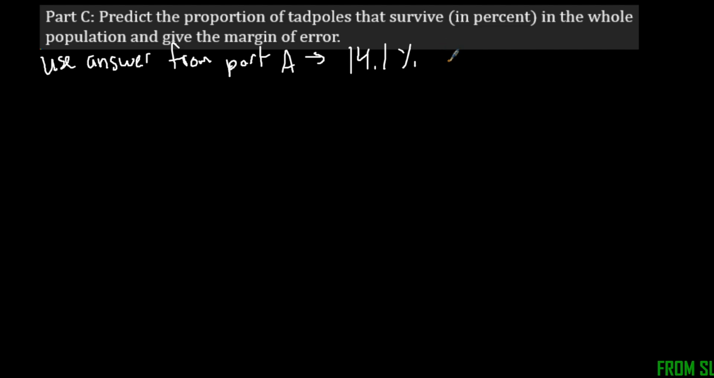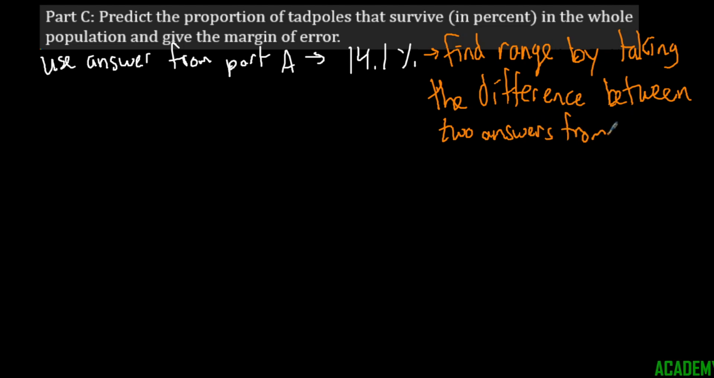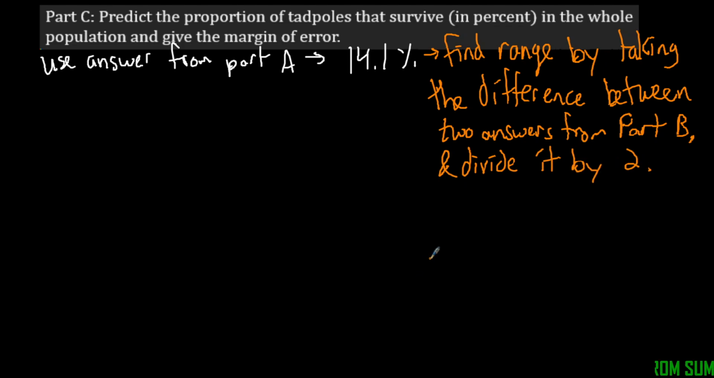After that, let me change colors here. We're going to find the range by taking the difference between the 2 answers from part B, taking those 2 answers and dividing it by 2.